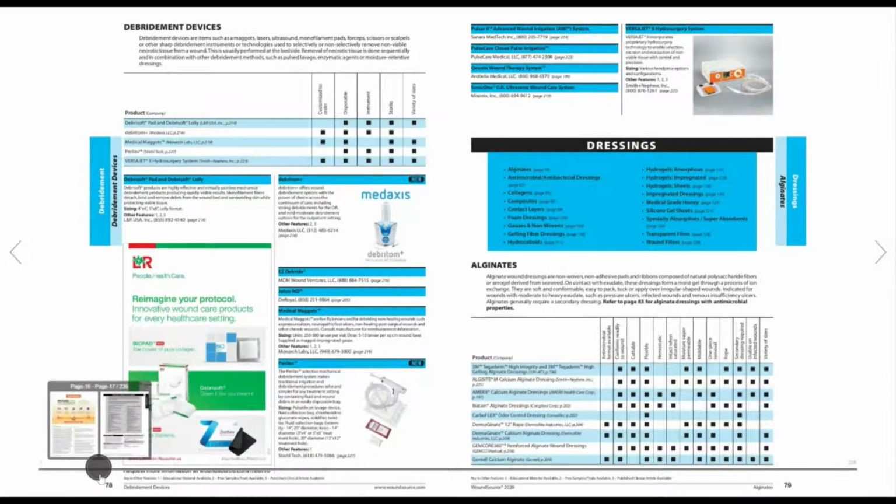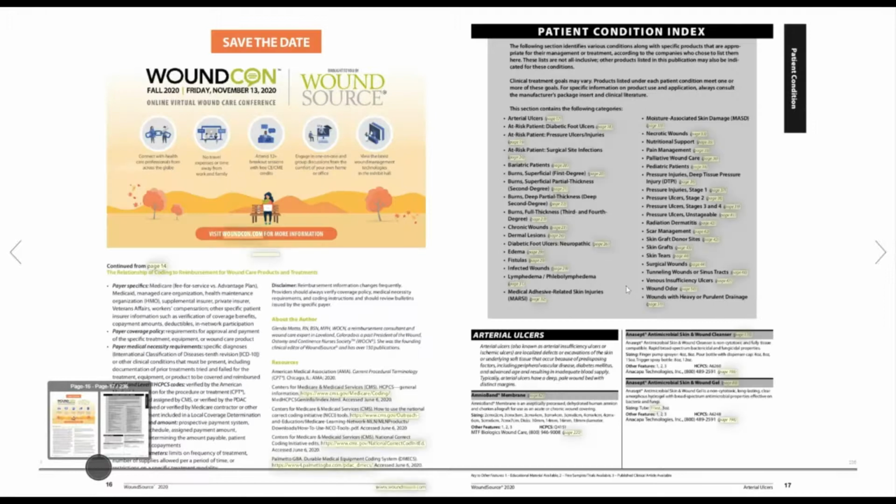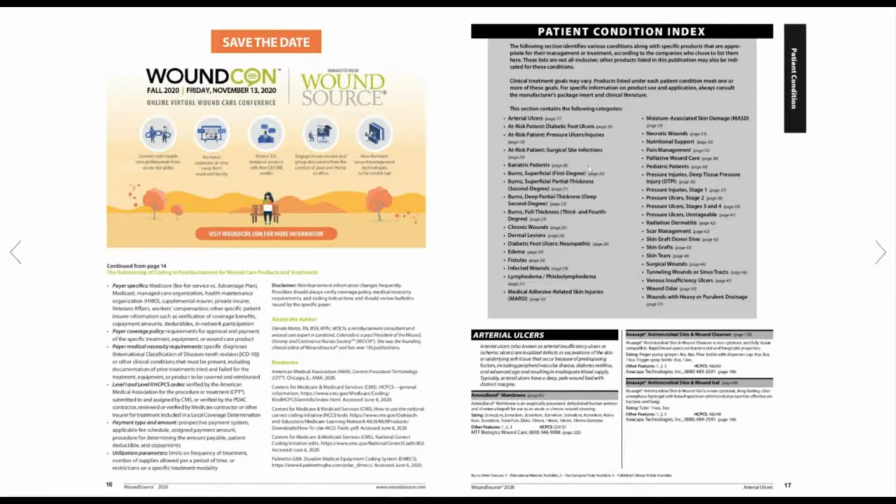The Patient Condition Index highlights specific products that can be used on different types of wounds. You'll note that WoundSource is fully cross-referenced with page references between the products, patient conditions, and companies sections. All these cross-references are live links in the digital edition, so you can use these links to quickly navigate to the various sections of the book.